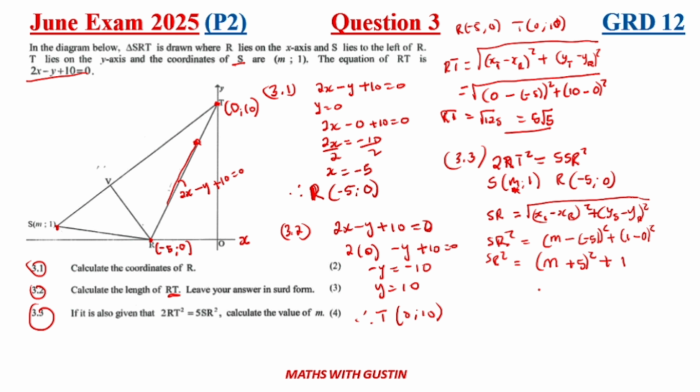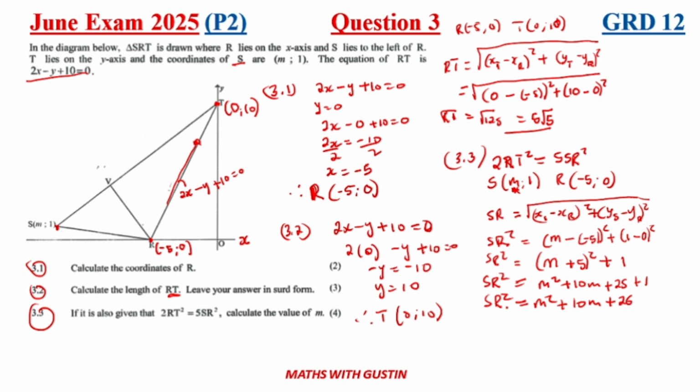Now with this you need to expand. So SR squared, we expand this, it will give us a trinomial, guys. You are already in grade 12. Please double check my math. M squared plus 10M, then 5 times 5 will give us 25, plus 1. So SR squared will be equal to M squared plus 10M plus 26. Great stuff. So now this is what you have.